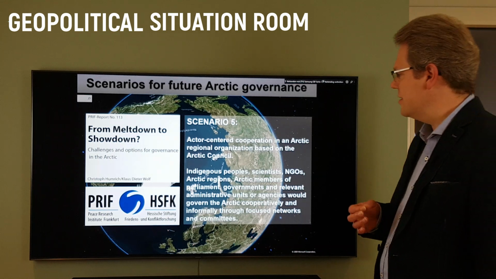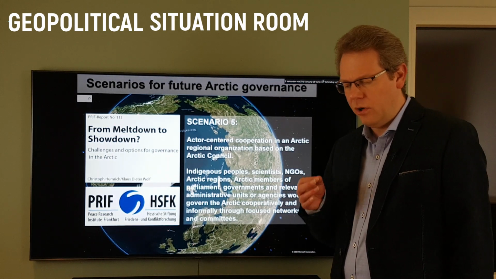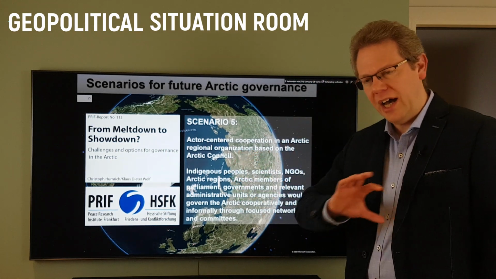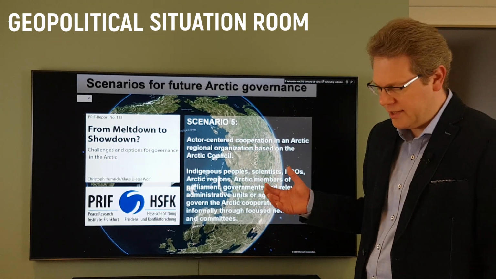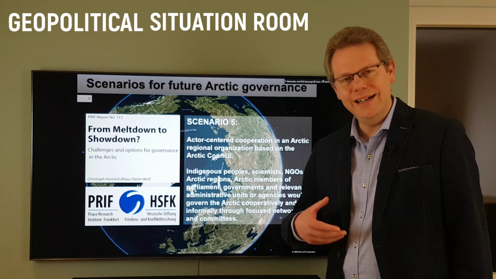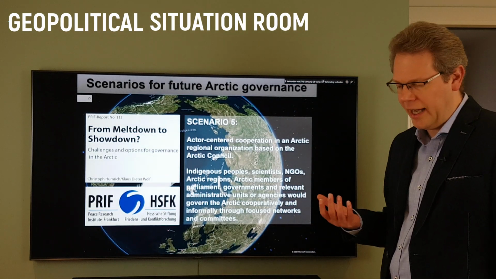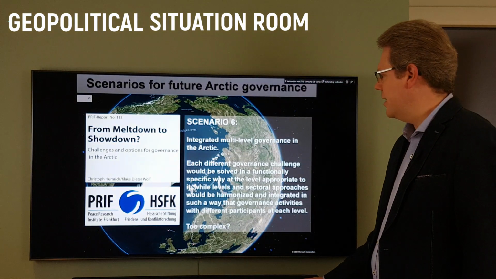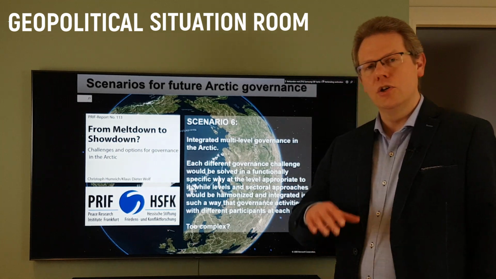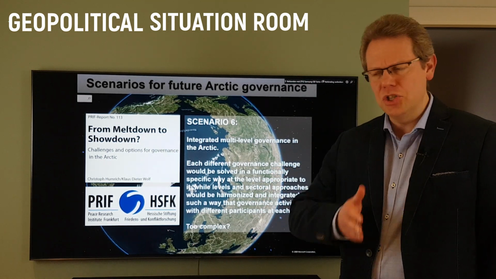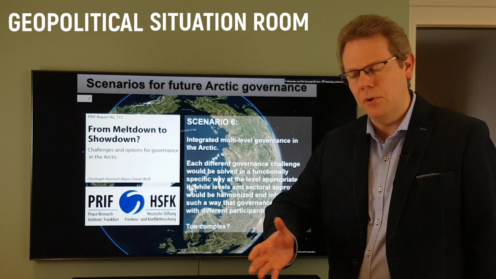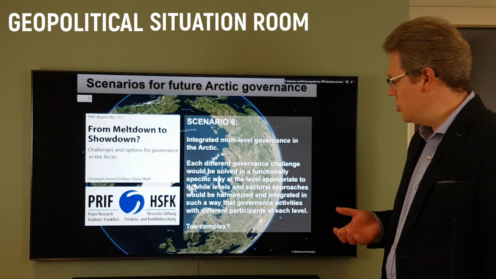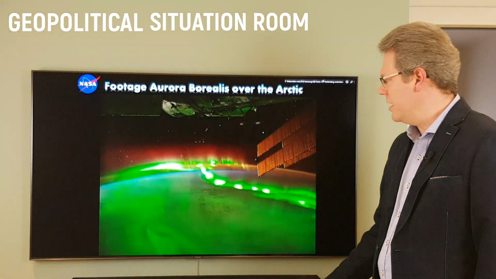Scenario number five, actor-centered cooperation in an Arctic regional organization based upon the Arctic Council. So then you would use the Arctic Council, you beef it up, you have states being represented in that Arctic Council, it already exists, but then you would also include indigenous people, the scientific community, NGOs, other entities, and you govern it together. It's an interesting scenario. Last scenario is an integrated multi-level governance in the Arctic. You would look at different functional aspects, energy, environment, the rights of indigenous people, and you would find tailor-made solutions for each of those functional domains. A very interesting paper which I very much recommend that you would read.